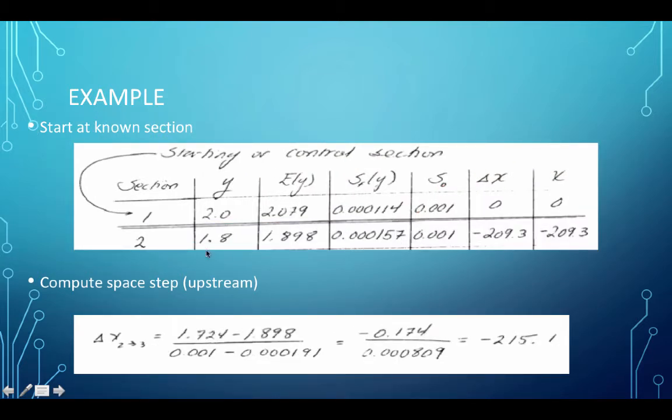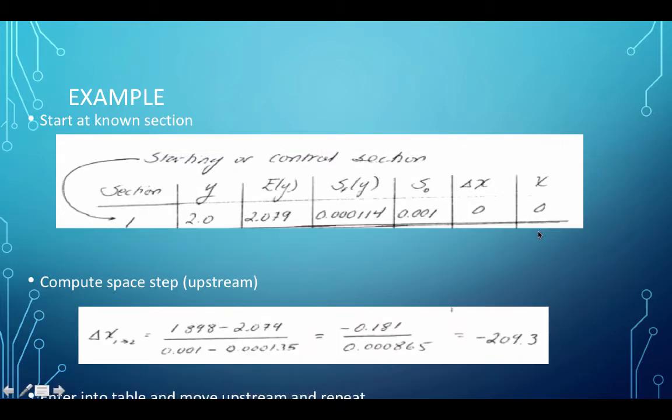So here's section 2. We're going to reduce our depth to 1.8 meters and repeat the calculations. So if we reduce to 1.8 meters, our specific energy is 1.89. Friction slope is shown here. Our bottom slope is here, and that would occur 209.3 meters upstream. And here's where these calculations proceed to produce the 209.3 upstream. We enter into the table and repeat.